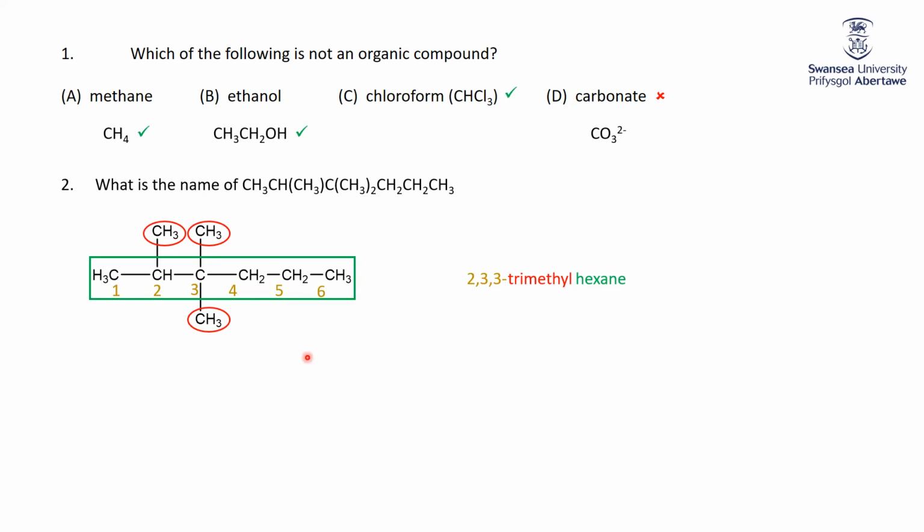Drawing it like this, it's fairly easy to go to the skeletal structure. There's a 1, 2, 3, 4, 5, 6 carbon chain, methyl group coming off the carbon 2, 2 methyl groups coming off carbon 3.